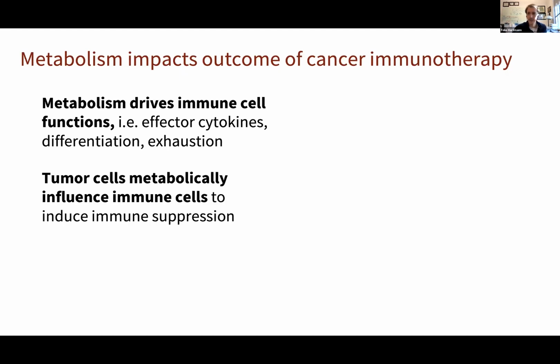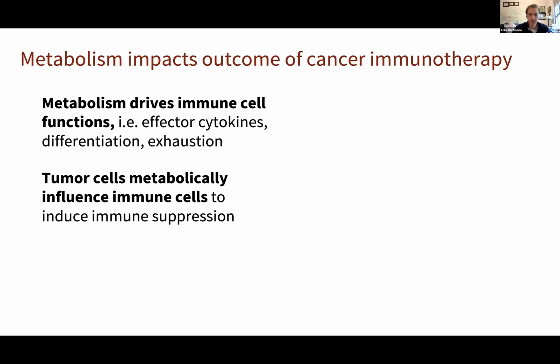And then on the other hand, if you think about the tumors, they are also known to actually metabolically influence the cells around them in the tumor microenvironment, including these immune cells. And they can use this sort of metabolic influence to induce, for example, immune suppression, dysfunctional phenotypes, and so on. And that, of course, affects outcome in the end.